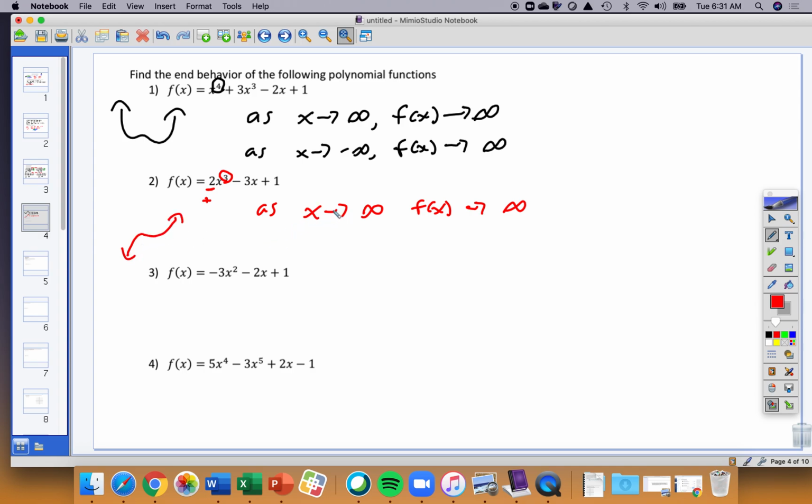And as x approaches negative infinity, we're going to go down. f of x must approach negative infinity, right? Because as I move in this direction, my function goes up. As I move in this direction, my function goes down. So negative infinity goes down, positive infinity goes up.